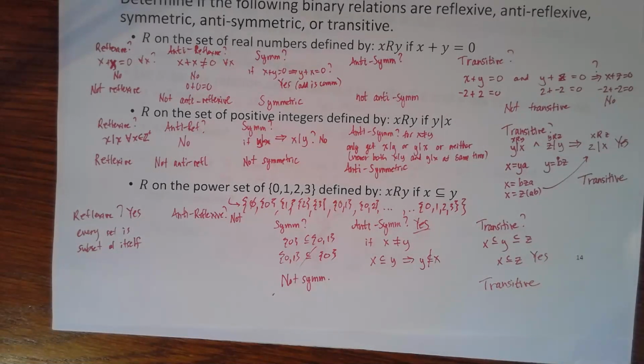Okay. All right, so those are the important properties of relations: reflexive, anti-reflexive, symmetric, anti-symmetric, and transitive. Next time we will look at special kinds of relations that have a subset of these properties, and define special relations based on the properties that they have.